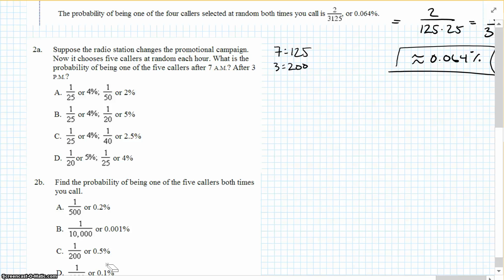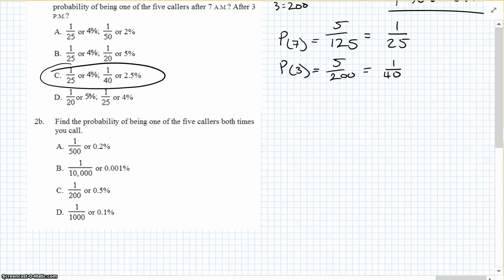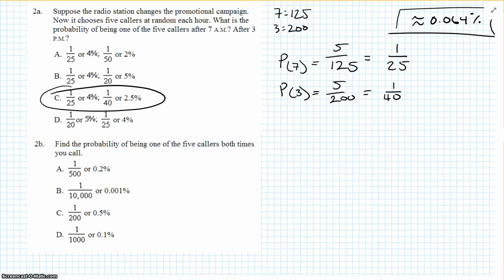Now suppose the radio station changes the campaign and it chooses 5 callers. So what's the probability at 7 now? 5 over 125, which simplifies to 1 over 25. What's the probability at 3? 5 over 200, which would be 1 over 40. So the probability at 7 would be 1 over 25, and the probability at 3 would be 1 over 40. So the answer is C.